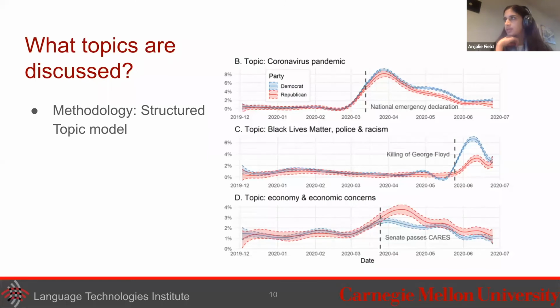topics, similarly mentioned rates of coronavirus pandemic in emails, both from Democratic and from Republican campaigns, but we see different levels of mention of other issues that are more traditionally left-leaning or right-leaning. So things like Black Lives Matter, police and racism, or the economy and economic concerns. I actually thought that was pretty interesting because it's not obvious to me that, say, Democratic and Republican campaigns would mention the coronavirus about the same amount. I maybe would not have expected to see that, but that is what they find.